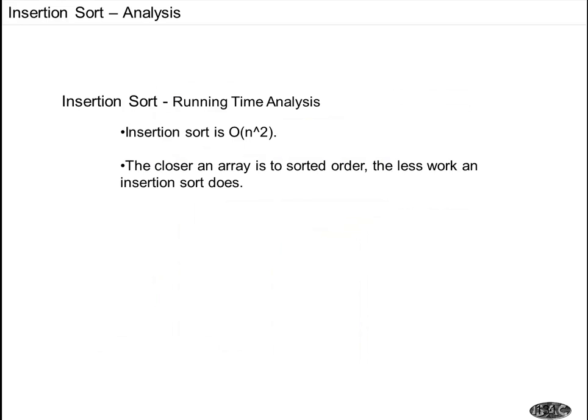Now let us look into the runtime analysis for insertion sort. Insertion sort has runtime analysis, as I mentioned, order of n square. The closer an array is to sorted order, the less work an insertion sort does. So if the number of elements moved from their exact order is very small, then it will do a lot less work. So depending on how unsorted the array is, the work is proportional to that, which is good, because in cases where the array is not too much unsorted, it will not have too much work to do.